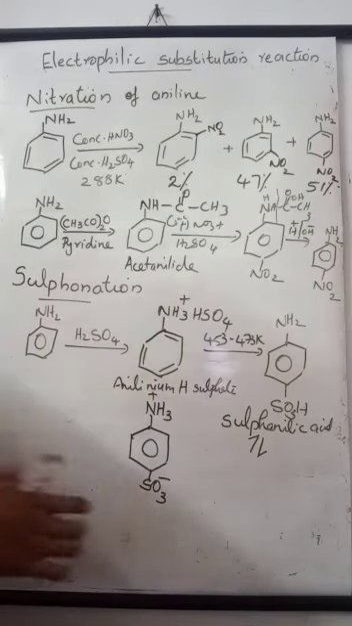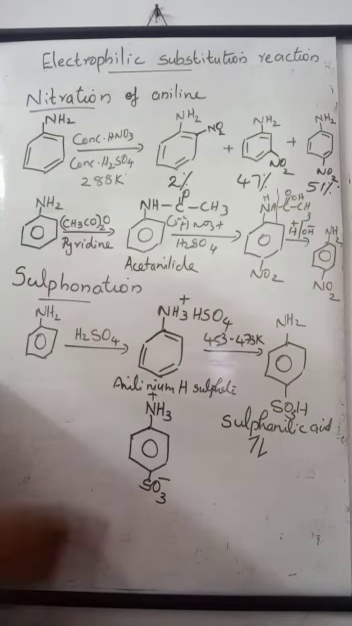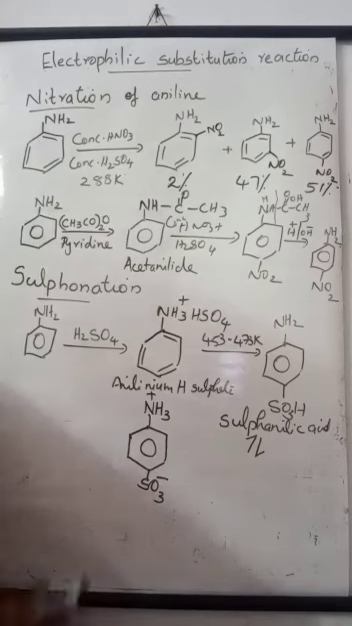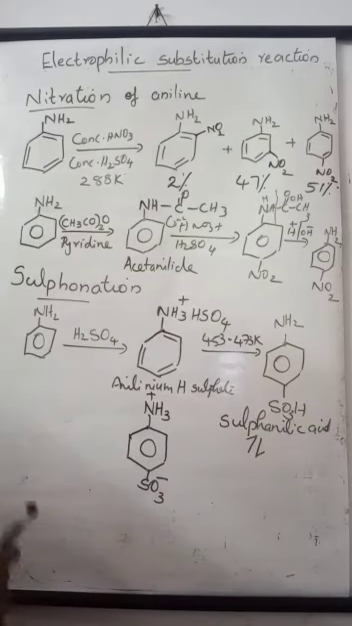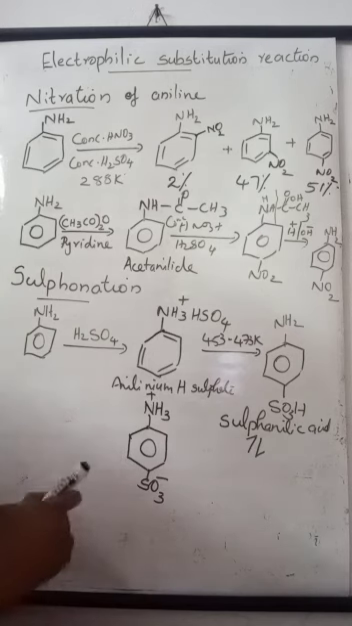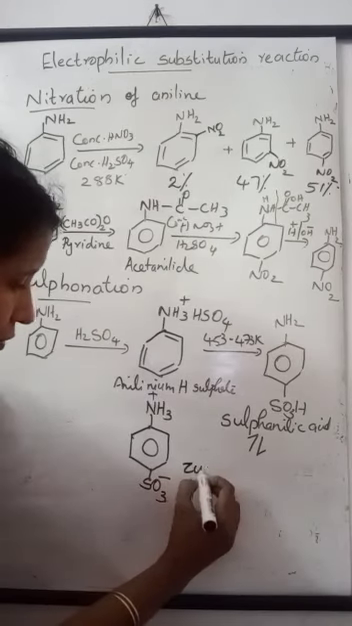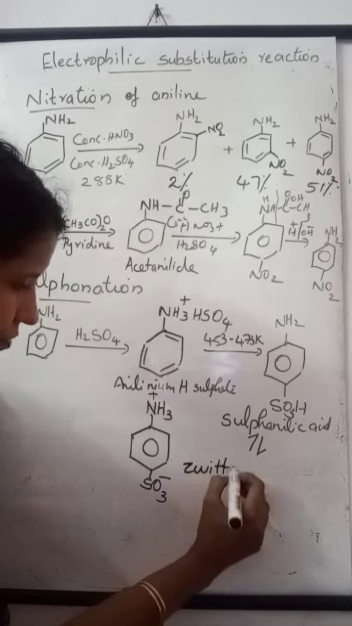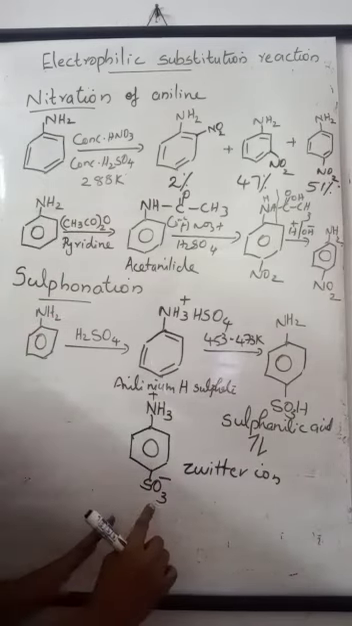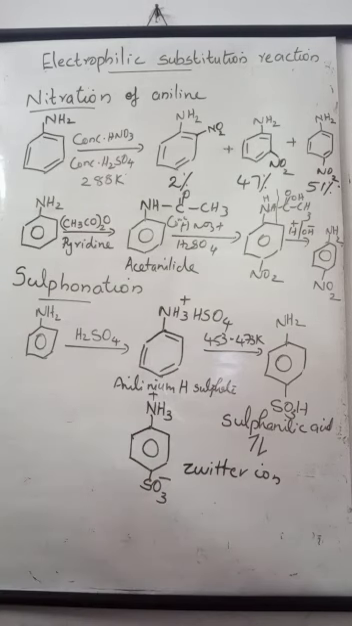That is, a dipolar ion is produced, a positive NH3+ part and a negative SO3- part. Such a dipolar ion formed by the movement of hydrogen from one part of the molecule to the other part of the molecule is called a zwitter ion. That is, sulfanilic acid is in equilibrium with a zwitter ion configuration.